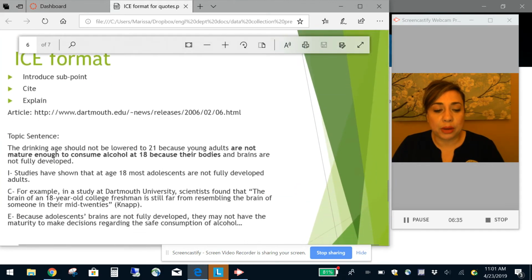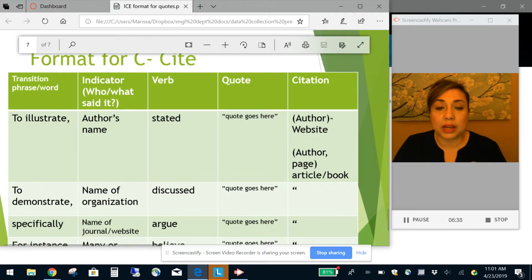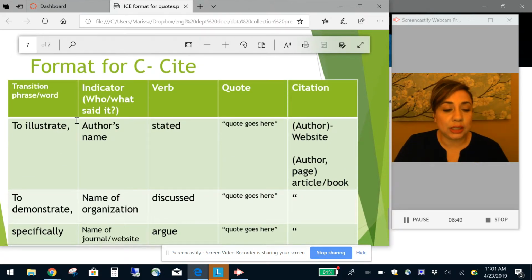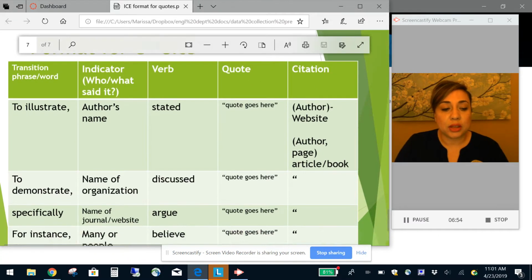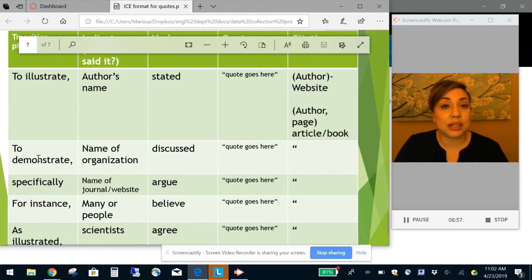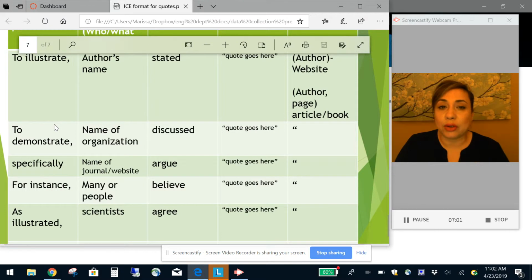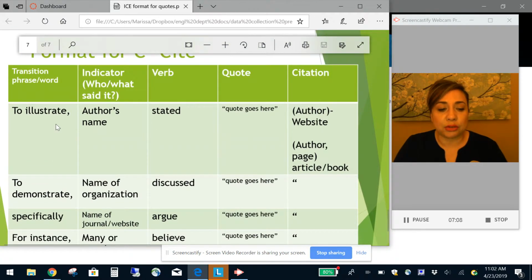Okay. Now, when we go ahead and put that quote in our writing, we don't want to just drop it in the middle of our paragraph. I don't want to see that you're starting a sentence with quotation marks. You want to follow this format, which is transition, indicator, verb, quote, and then the citation. So transition, you're going to start every sentence with a quote with one of these: to illustrate, to demonstrate, specifically, for example, for instance. You can use any of those, you can use others, but you have to start off with that transition, okay, that signal phrase.